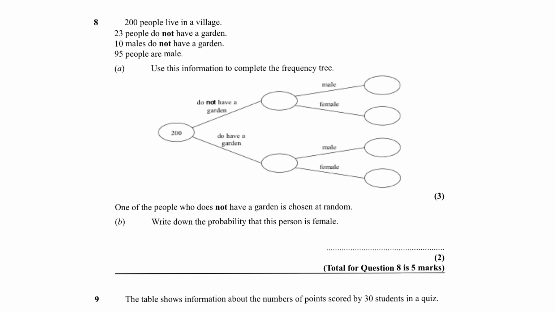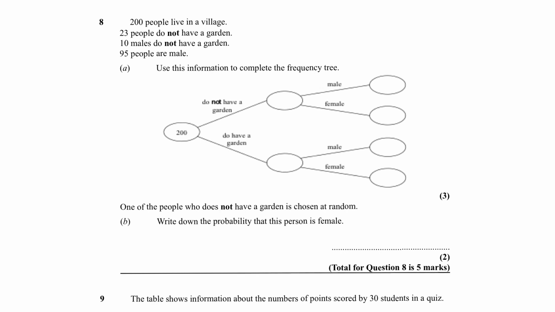So first of all, it's split up into those that do not have a garden and those that do have a garden. So it says 23 people do not have a garden. The other people would have a garden. So to work that out, you would put into your calculator 200 minus 23, and that should leave you with 177. So now we know that 177 people do have a garden. Now, out of those that don't have a garden, we already know that 10 of them are male that don't have a garden.